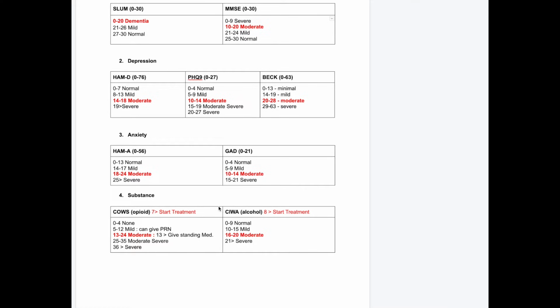Because if you know that, I guess it will help you to know what normal is, and kind of give you the highest score that you would get on each of the scales. Also, I want you to keep in the back of your mind that, except for SLUM, all have normal to severe categories, right? So you have MMSE that has normal. Actually, SLUM has normal too. Take it back.